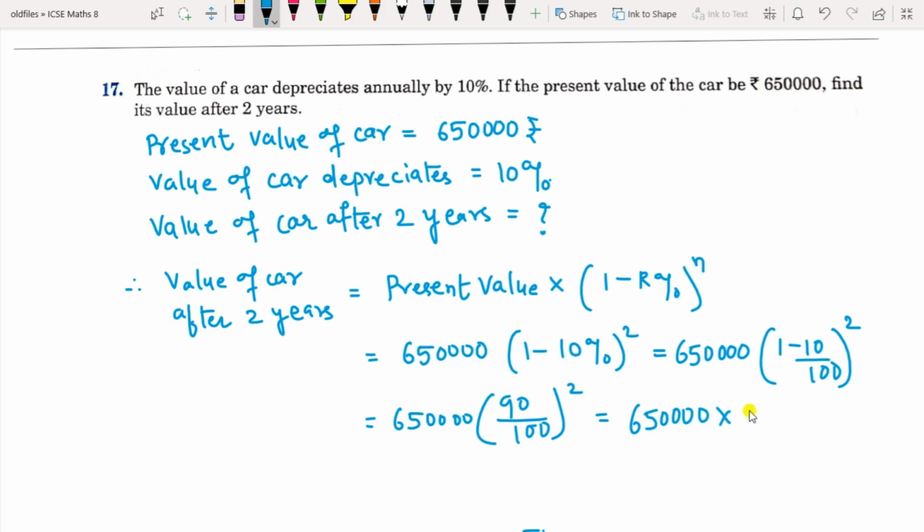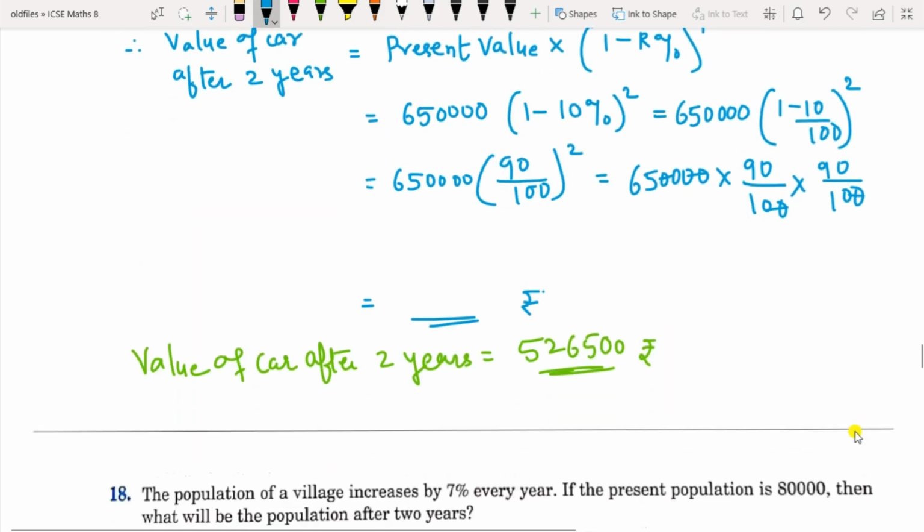Multiply by square, meaning write it 2 times, and do the cancellation wherever possible. 90 by 100. So 2 zeros from here will get cancelled. The remaining is 65 into 90 into 90. Multiply this and you will get 526500. That is the value of the car after 2 years. Before it was 6,50,000, now it is 5,26,500. It has been reduced.